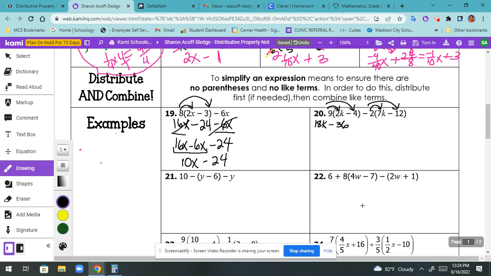What about here? When I distribute the -2 and the 7, -2 times 7 is what? Negative 14K. And then -2 times -12 is? Because they're the same sign, so it's a positive relationship. If it's a different sign, they got beef. Okay, so those are like terms, and then these two are like terms.